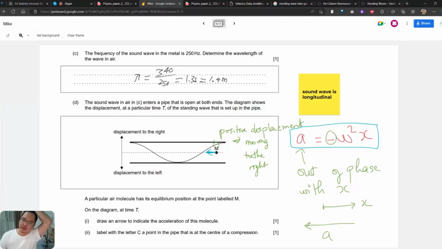Luckily, this kind of problem is very rare. Question 2. Label with the letter C a point in the pipe that is at the center of compression.